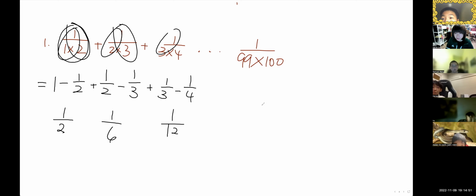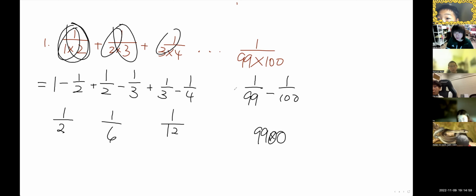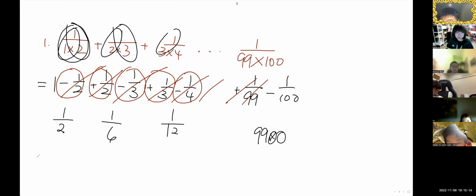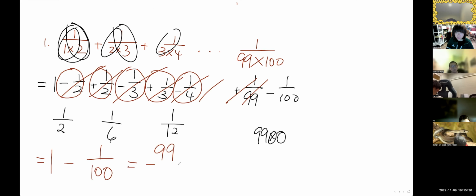So for the last one, I can also assume, because it's 99 times 100, so equals what? 1 over 99 minus 1 over 100. I don't have to do it because I know it. Right? So now let's just do that. So negative half plus half, gone, gone. Negative third plus third, gone, gone. So negative 4, of course, is going to be gone. So all of them are gone. So what is the answer? 1 minus 1 over 100. So the answer is 99 over 100.